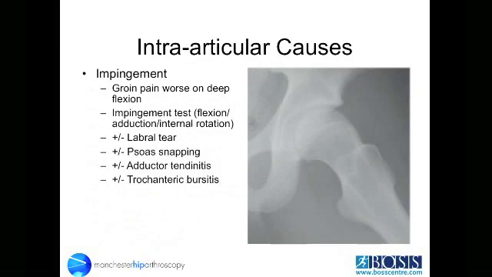The most common cause is impingement, and you can see from this photograph that this patient has a concave posterior femoral head-neck but a convex anterior, and this is the cause of their symptoms. We call this a cam impingement. The patients will often present with groin pain worse on deep flexion. They'll have a positive hip impingement test, and they may well have an associated labral tear, and if they've had their symptoms for some time, they can have an associated psoas snapping, adductor tendinitis, and trochanteric bursitis. And this is why these patients can be confusing if you're not used to looking at hip arthroscopy patients.